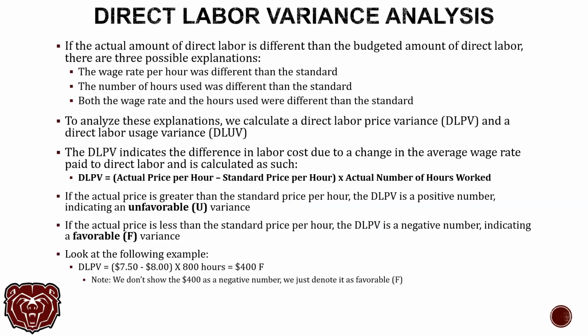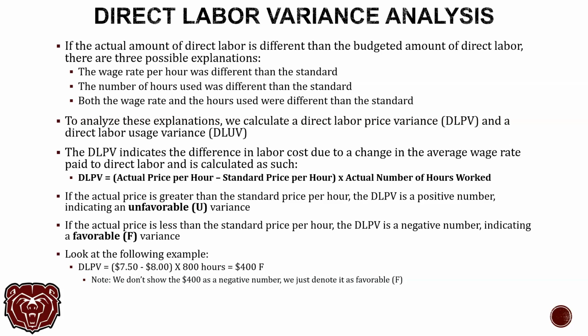So the direct labor variance analysis. This is going to be the first of the five different variance analyses that we're going to do. So if the actual amount of direct labor is different than the budgeted amount of direct labor, there are 3 reasons why this could be happening. The first is that the wage rate per hour was different than what we stated. We could see that in that last example, right? We budgeted for 8. The actual was $7.50 per hour, right?